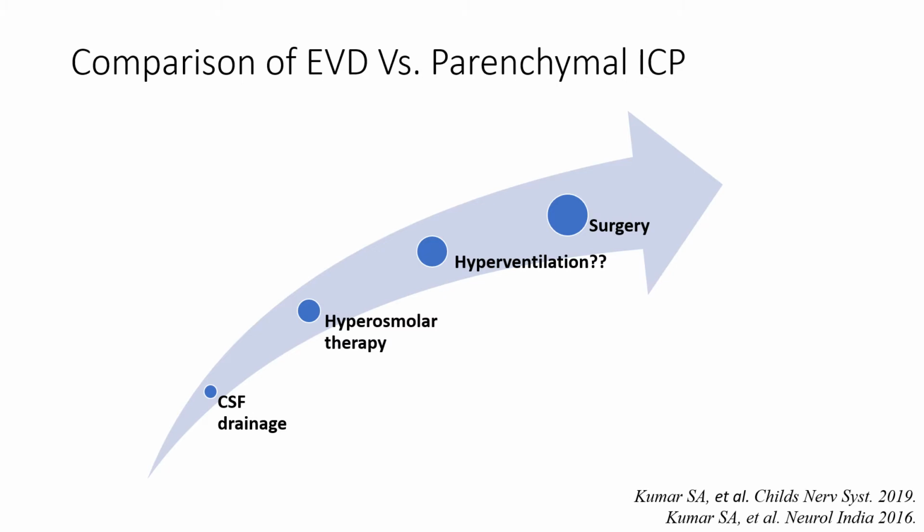Barbiturates and propofol may be given, but they have a lot of side effects. And then we directly go for surgery like decompressive craniectomy. And meanwhile, while the patient is prepared for surgery, hyperventilation can be given. So this is the major advantage of external ventricular drainage based ICP monitoring, that CSF drainage can be done before you proceed to the other treatment.